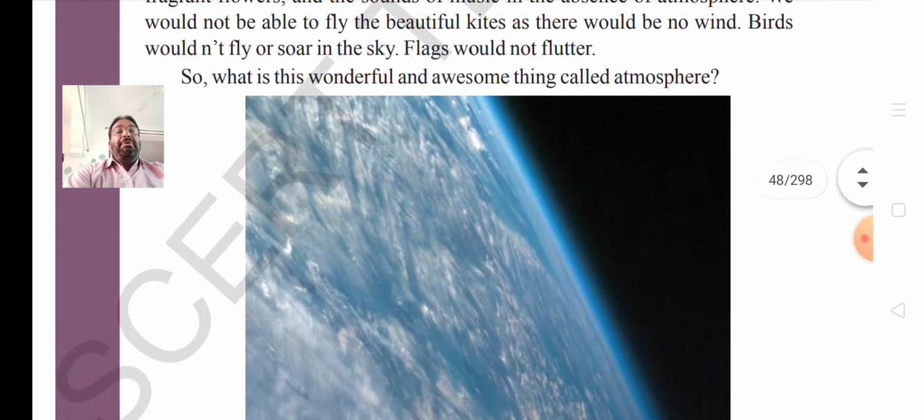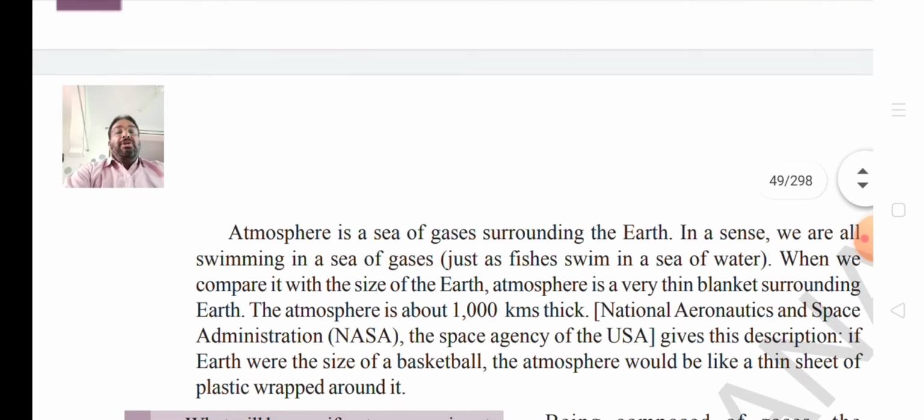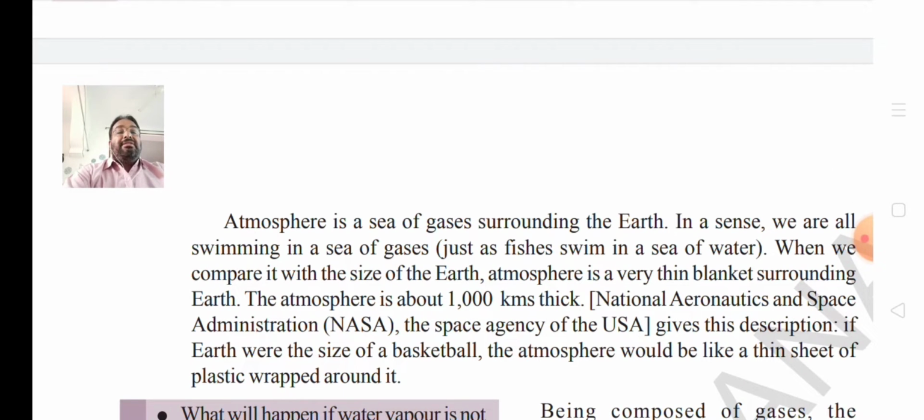So this is a very beautiful thing, the atmosphere. You can see a picture there, a picture of Earth taken from about 322 kilometers above the Earth. The atmosphere is that thin blue band between Earth and the black color of space. It's an area of gases surrounding the Earth. In a sense, we are all swimming in a sea of gases. That is, as fishes swim in the water, we swim in the gases. Compared to the size of the Earth, the atmosphere is a very thin blanket that surrounds the Earth. It is almost 1000 kilometers thick.